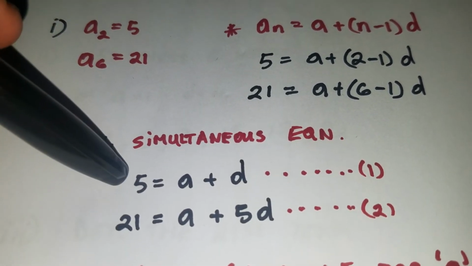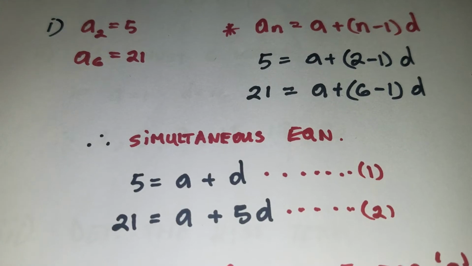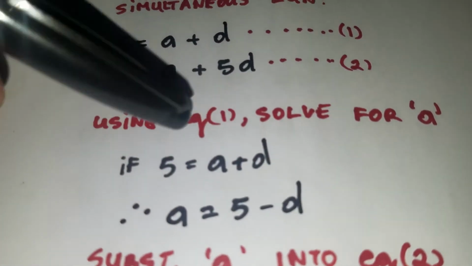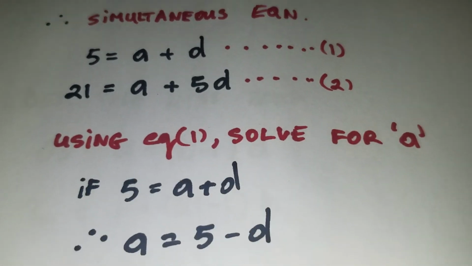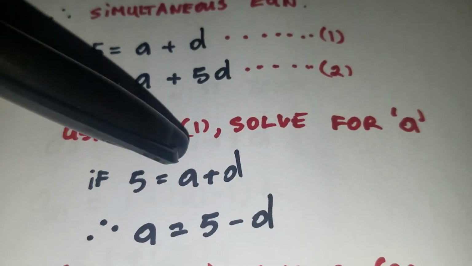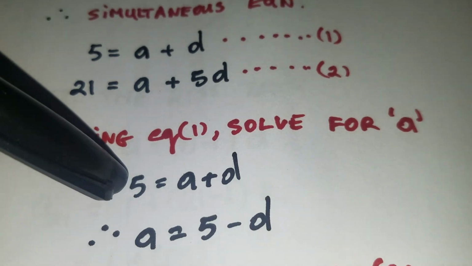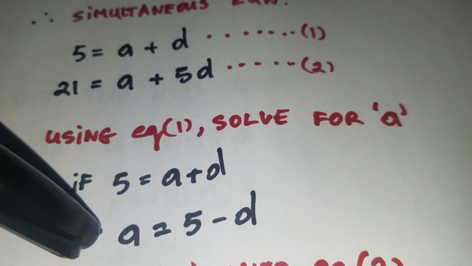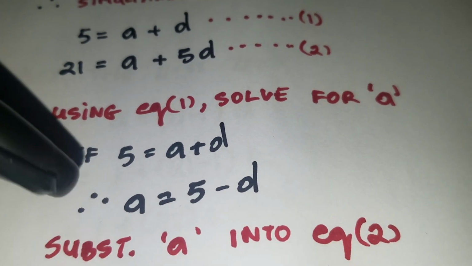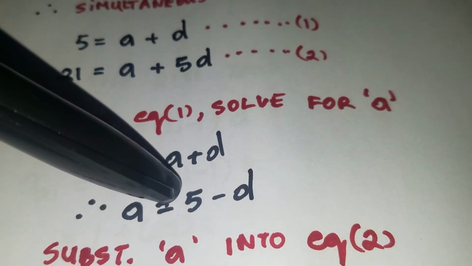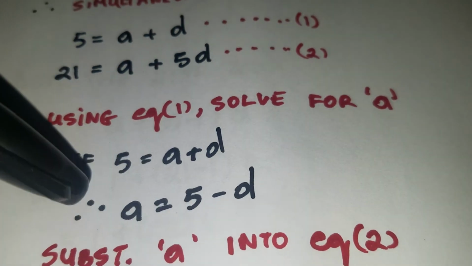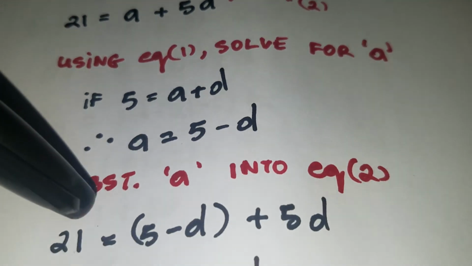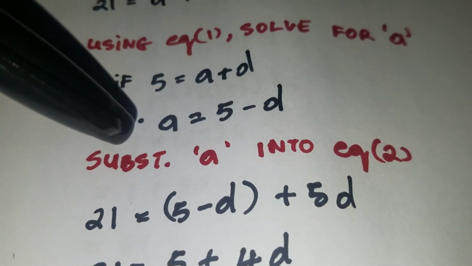So using equation 1, because it's a simpler equation in my opinion, let us use equation 1 and solve for A. So if 5 is equal to A plus D as equation 1, therefore A would be equal to 5 minus D. So what we're going to do next, if A is now represented by 5 minus D, we can now substitute A into equation 2. As we can see here, substitute A into equation 2.